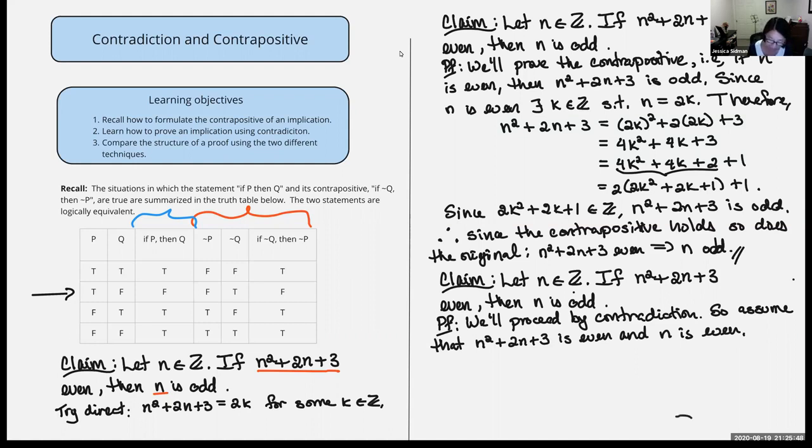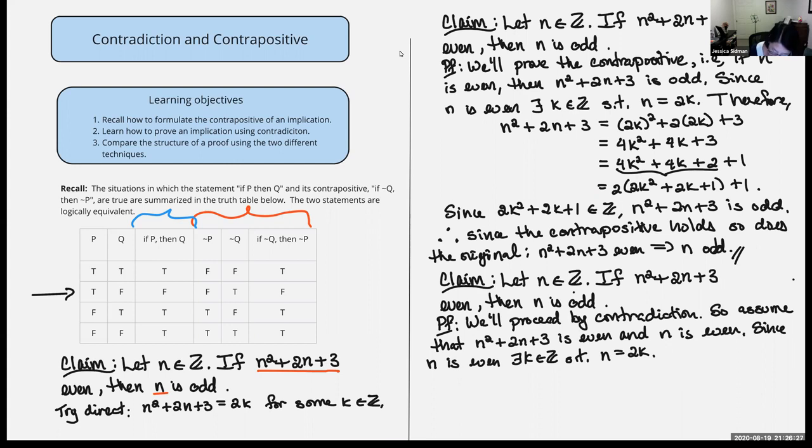Well, since n is even, there exists an integer k such that n equals 2k. All right, and now I have my two assumptions, that n squared plus 2n plus 3 is even and n equals 2k, and I have to find a contradiction someplace. Well, let's see what will happen.